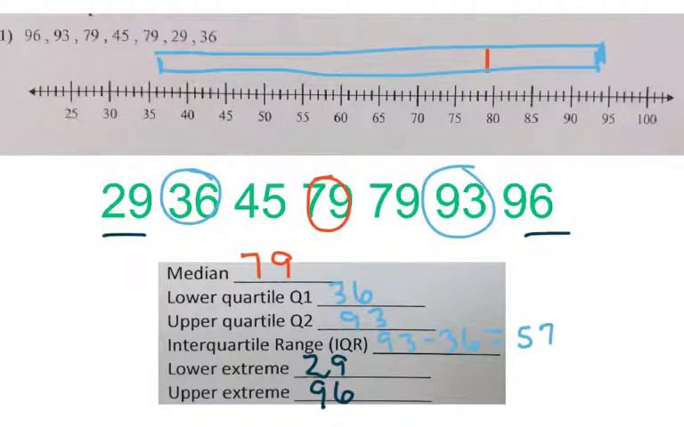Lower extreme was 29. That is right here. So there's that whisker. And then upper extreme was 96. So it's a pretty short whisker, and it's right there. So there's that box and whisker part, okay? As you can see how stretched out my box is. So these numbers to the left in this first quartile are spread out further than these numbers in my upper quartile, okay?